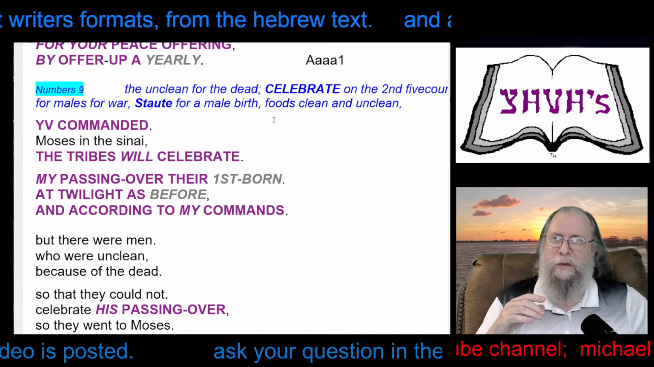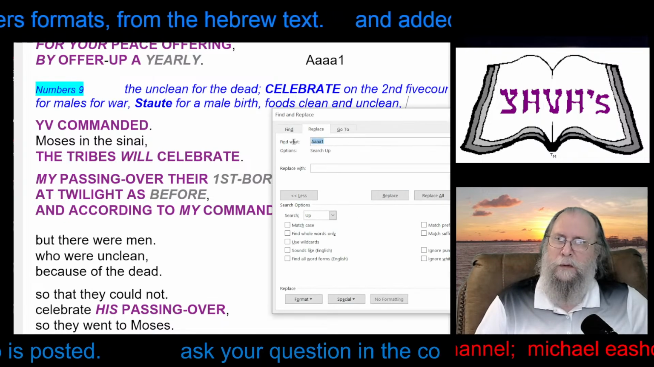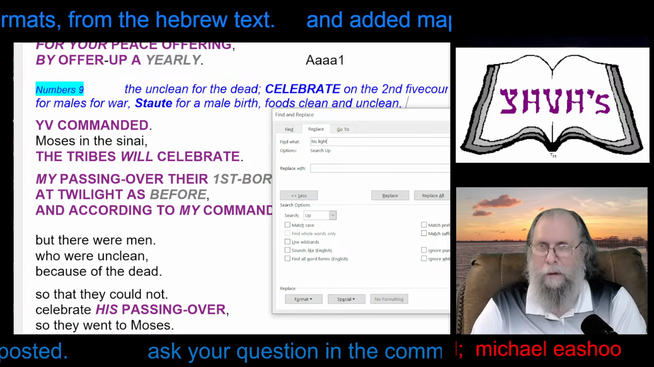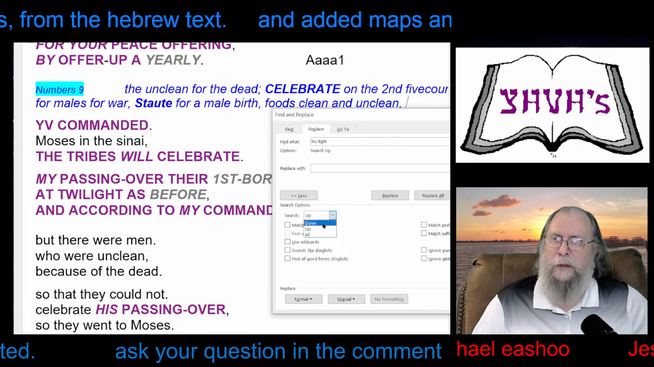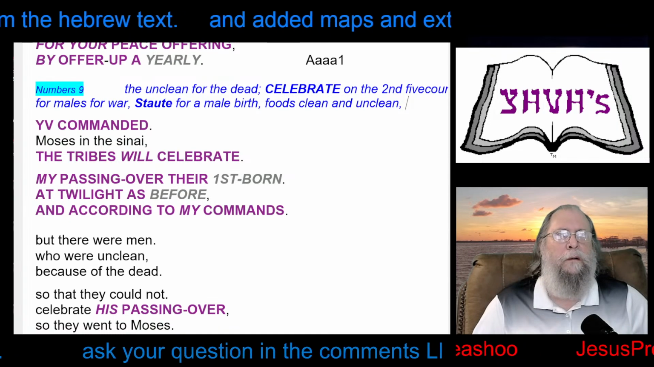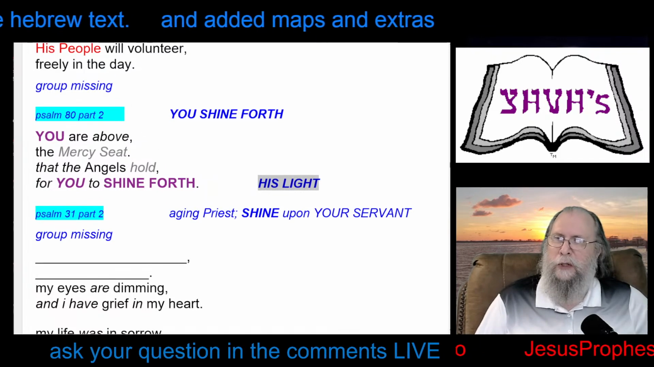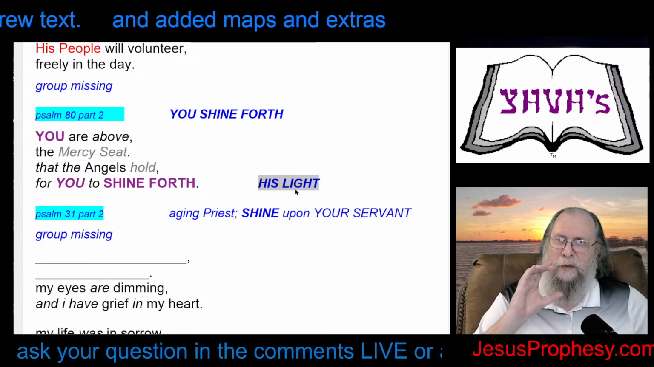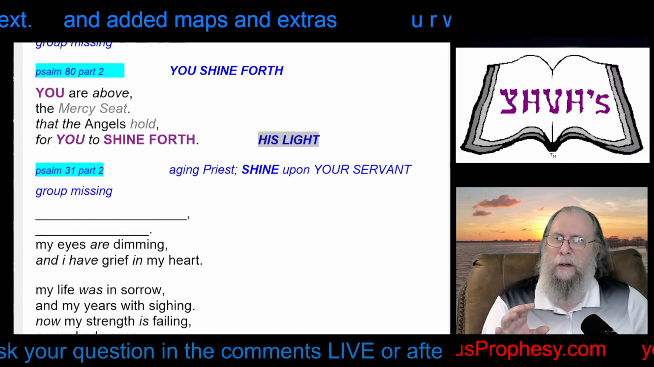Now, if I just searched, let me see here. If I search his light, and I want to search down, pull this off to the side. Here is the text talking about how he shines forth above his mercy seat. Okay, so he's just showing himself as this light. This is how the priests are talking about our Creator.